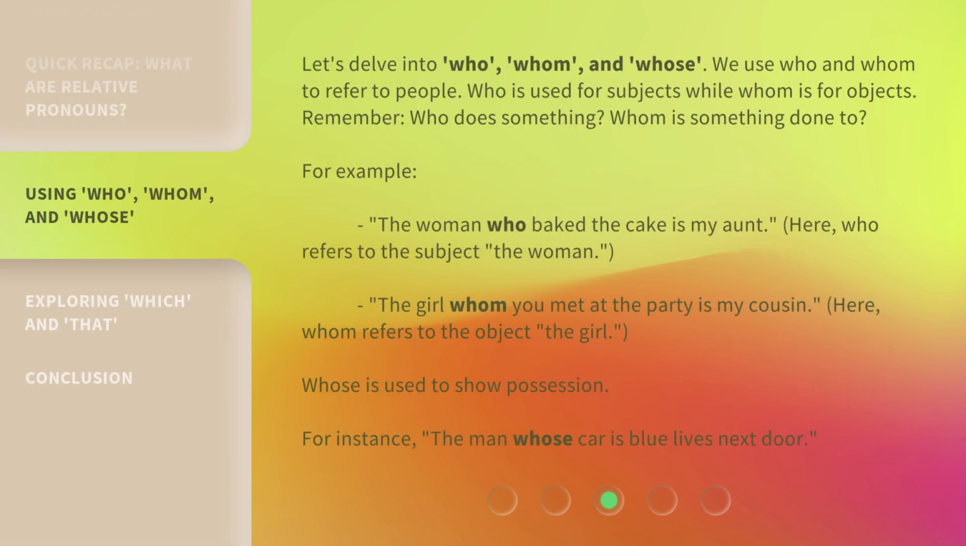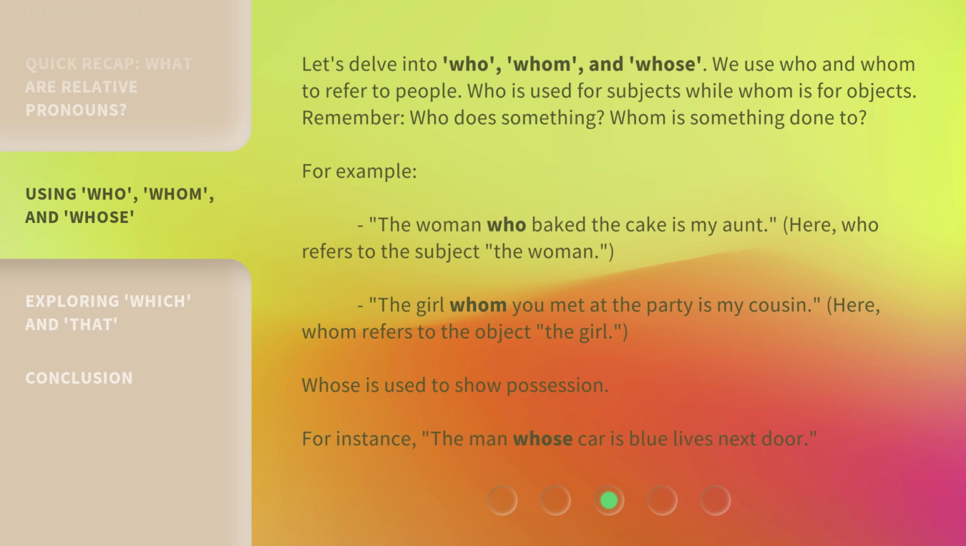Let's delve into who, whom, and whose. We use who and whom to refer to people. Who is used for subjects while whom is for objects. Remember, who does something. Whom is something done to.